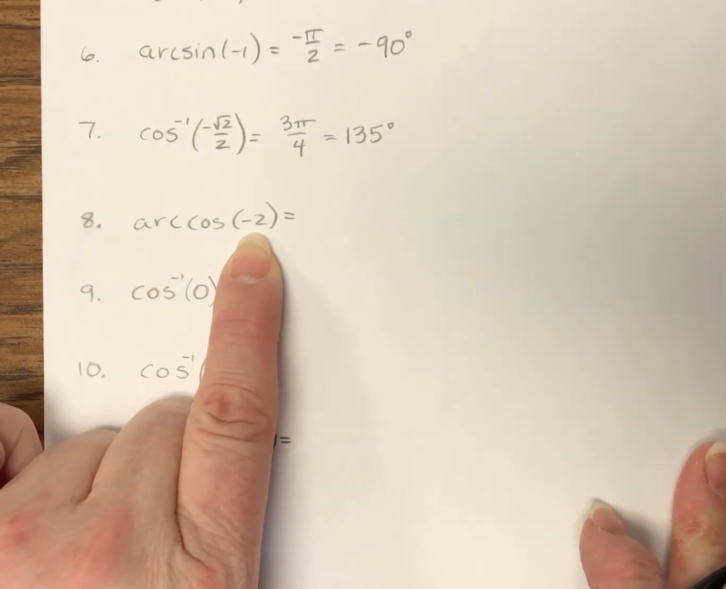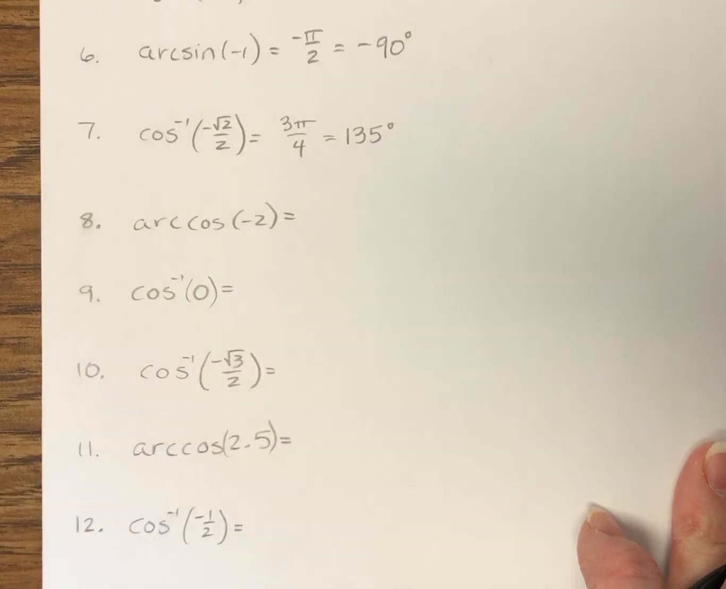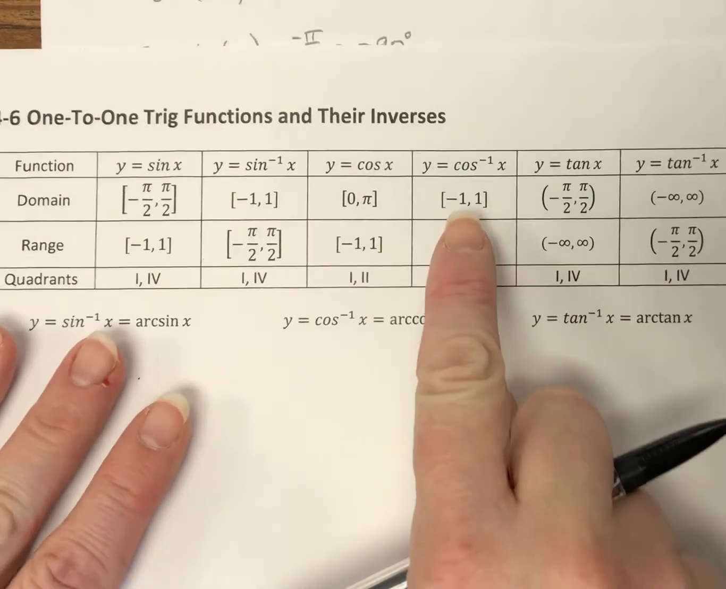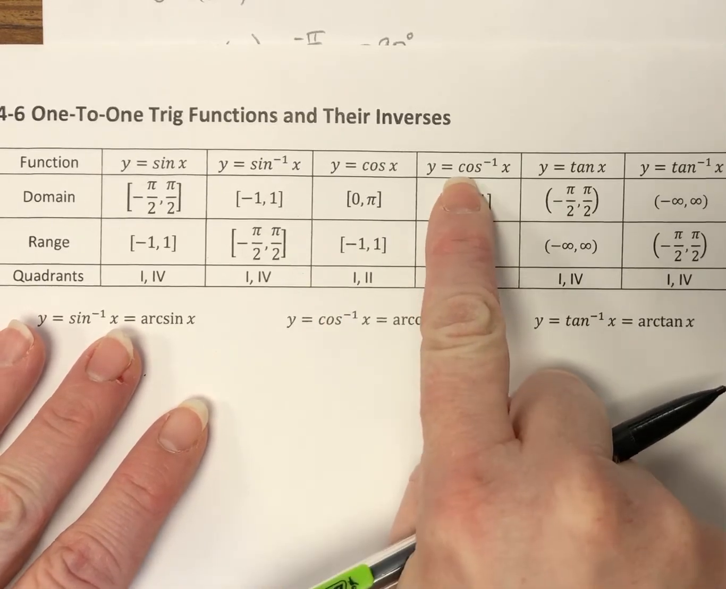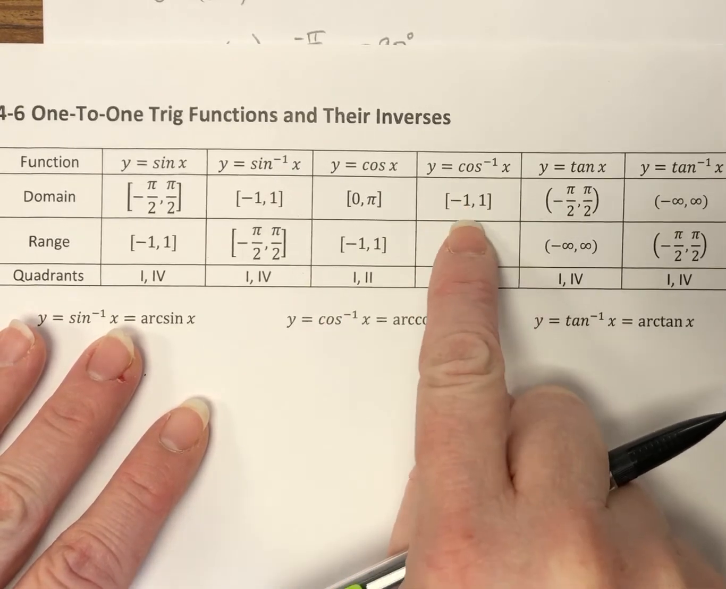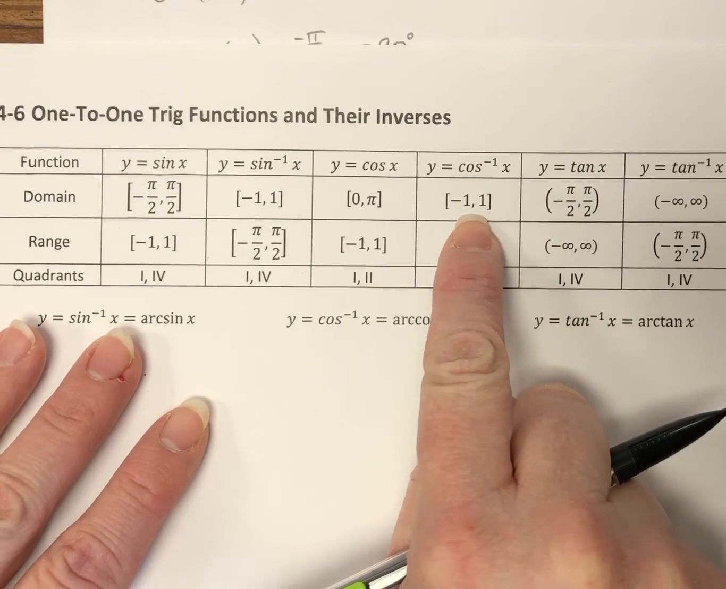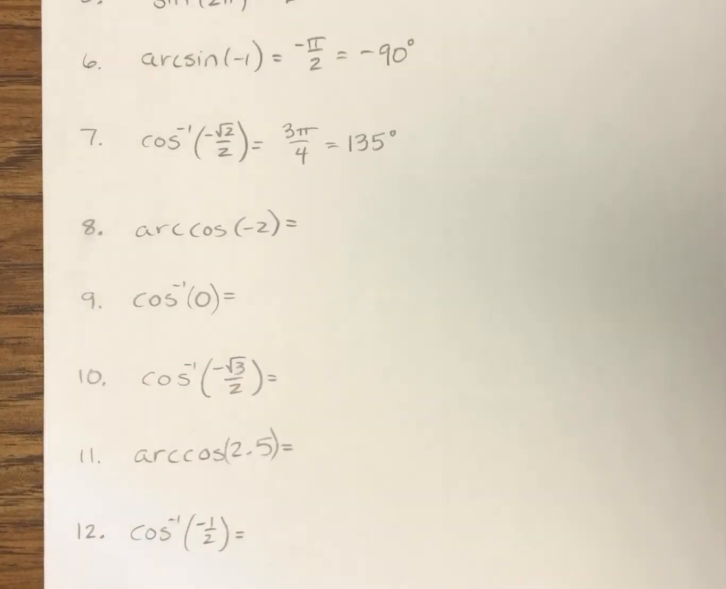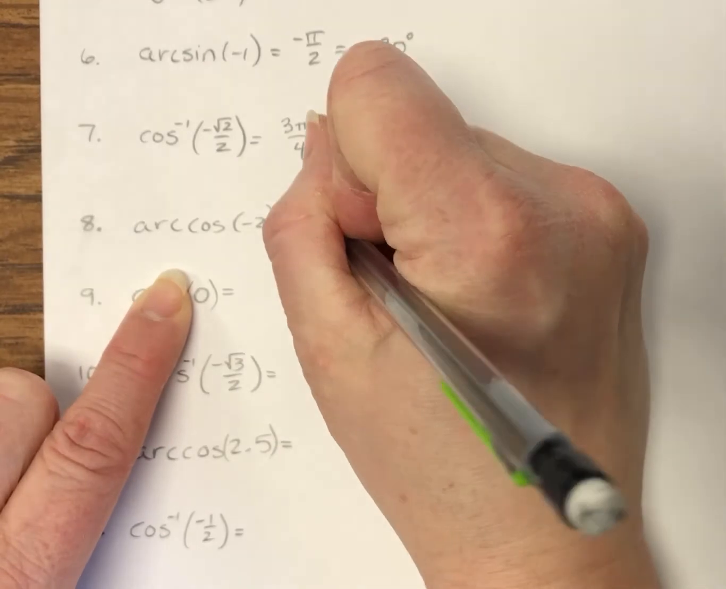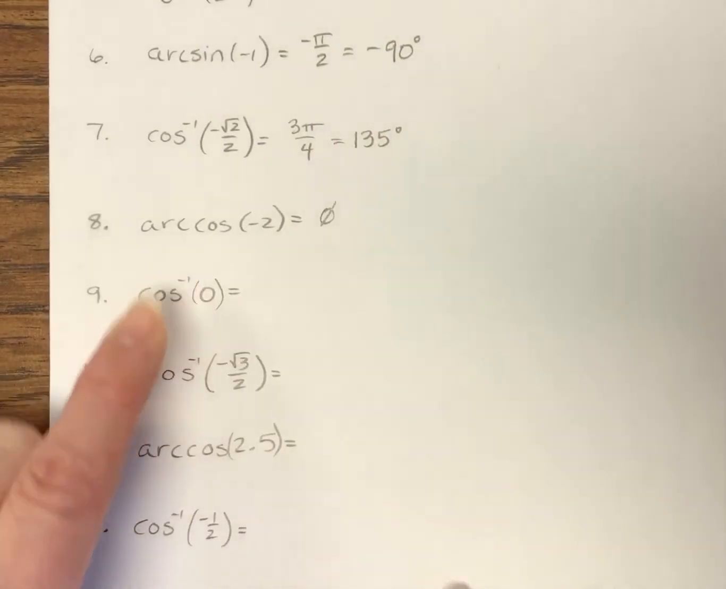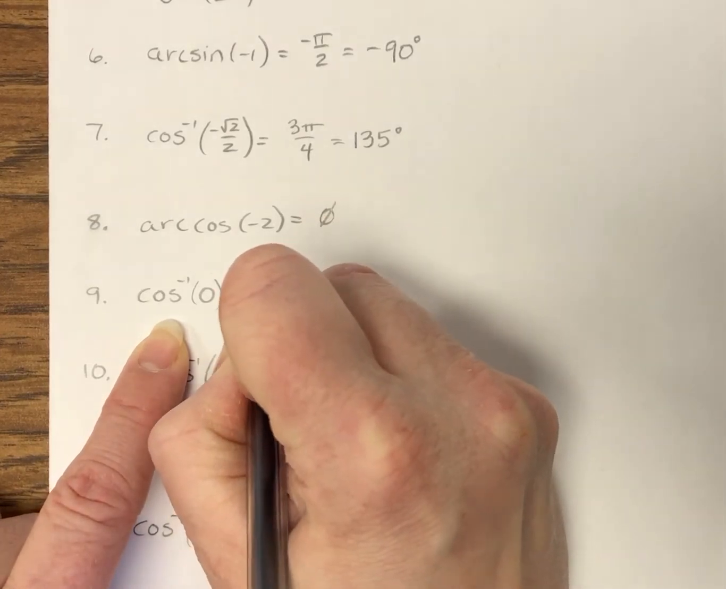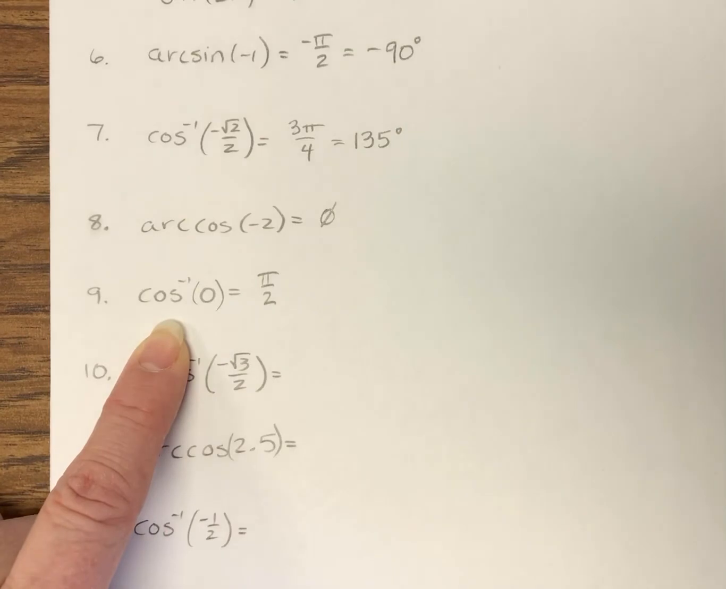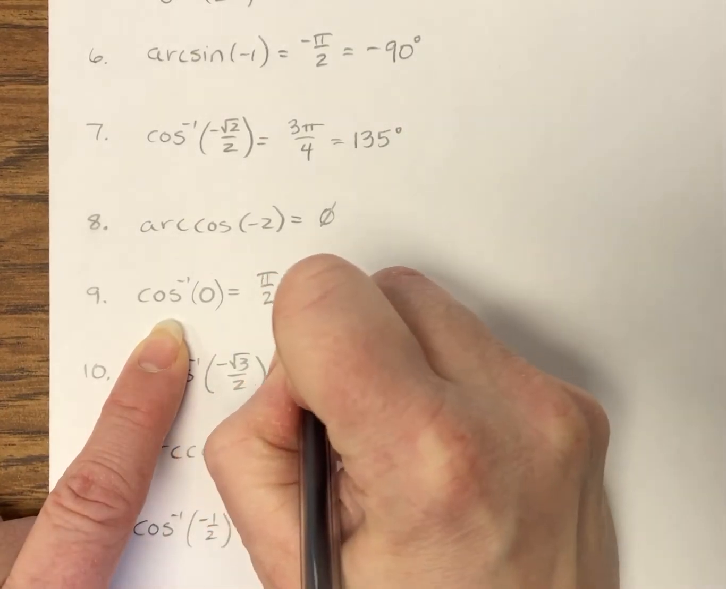Where is the cosine -2? Once again, cosine only ends up being between -1 and 1. So if you're asked to take the inverse cosine of anything outside of that domain, it doesn't exist. Where is the cosine 0? The cosine is 0 at pi/2 or 90 degrees.